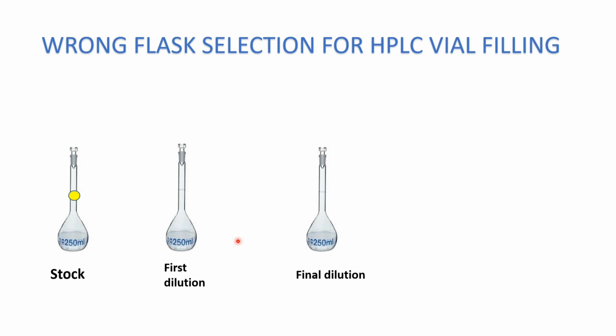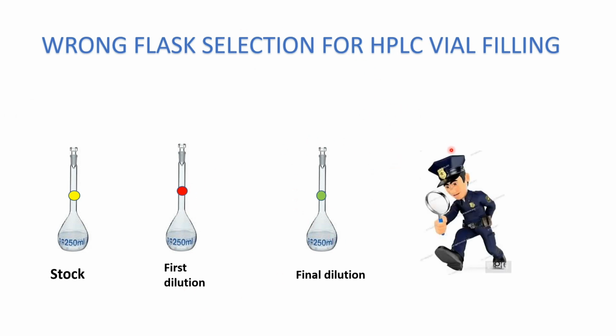How to avoid it? For the stock you can put a yellow mark, for the first dilution you can put red, and for the final dilution you can put green. In this way, after all the solution preparation, you can identify that all the green ones have to be transferred to the HPLC vial. So you can use different types of markers. In the market, if you see, a red marker is there, a green marker is there, a yellow marker.